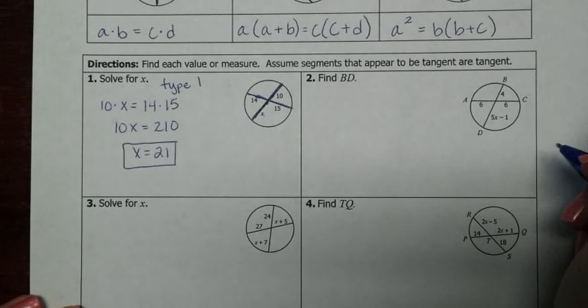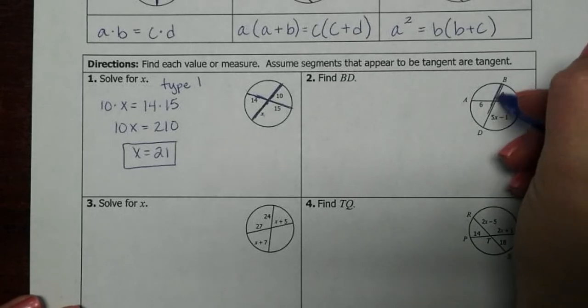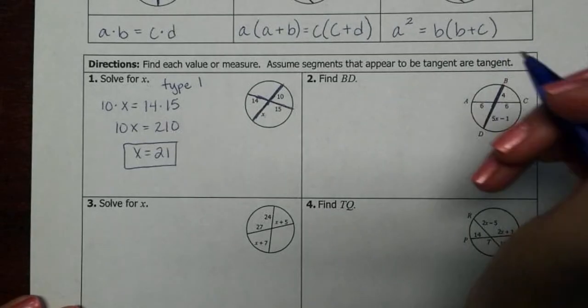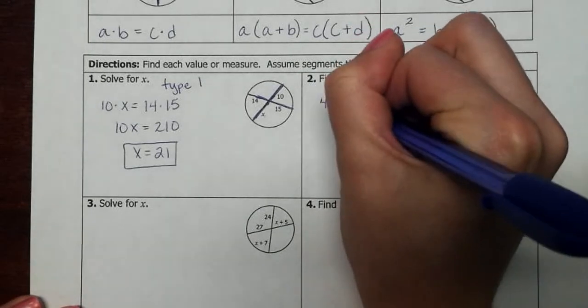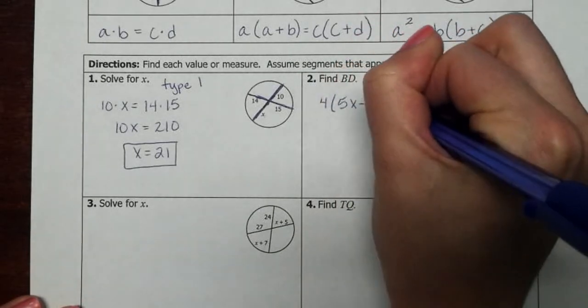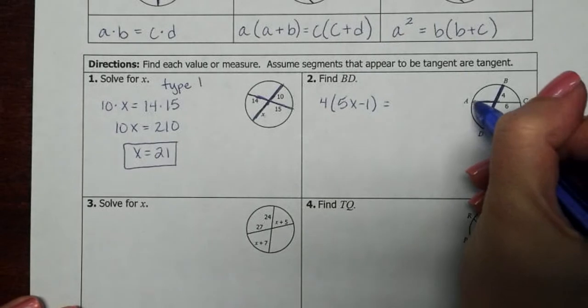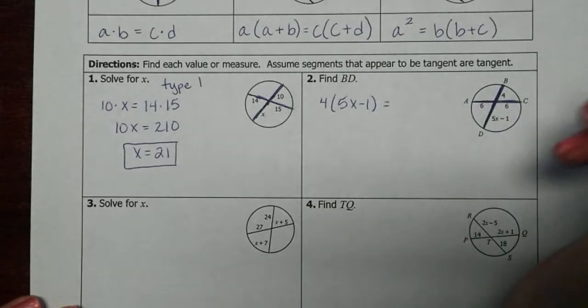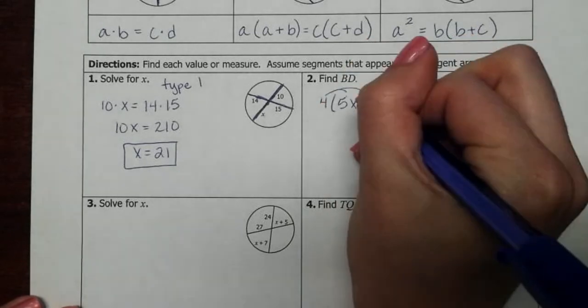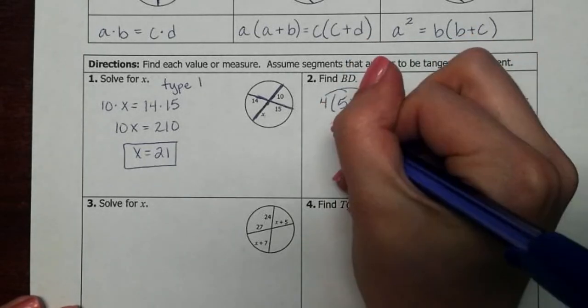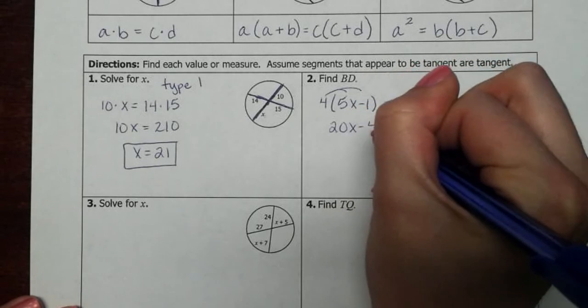So let's look at number 2. Pick a piece to start with. I'm going to pick this piece BD, and I'm going to multiply it. So I'm going to take 4 times 5x minus 1. And I'm going to set that equal to the other piece multiplied by itself, 6 times 6. So I've got to distribute here. So I'm going to have 20x minus 4 equals 36.